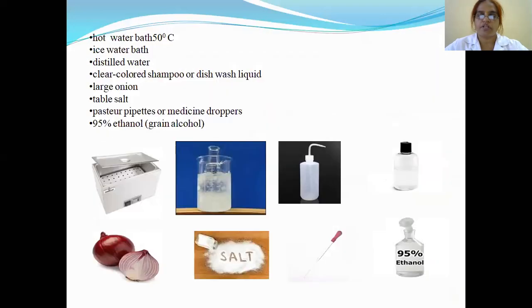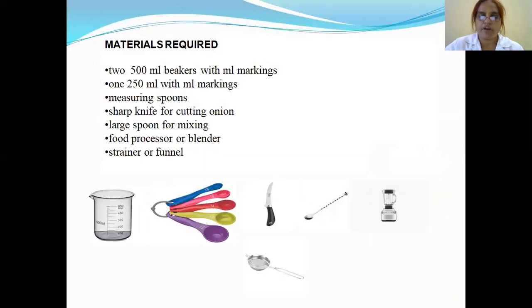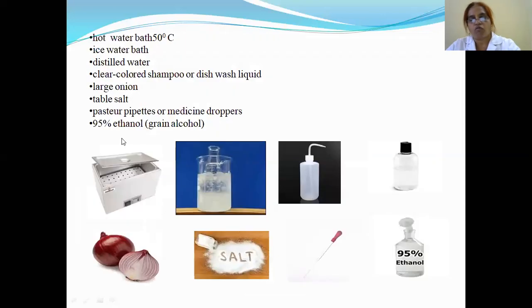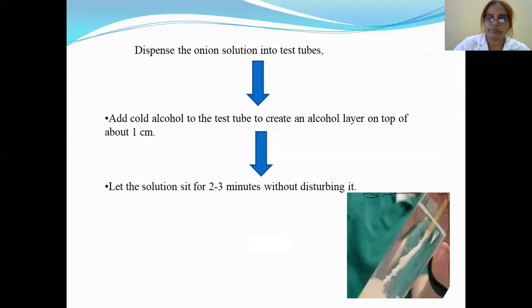So once again, what are the requirements? See here the requirements for the isolation of DNA: beaker, spatula (that is a measuring spatula or measuring spoon), knife and long spoon or long spatula, blender or mixer, strainer, water bath, ice water bath, distilled water, clear liquid detergent or shampoo, ethanol, a Pasteur pipette, salt and onion. These are the things required.